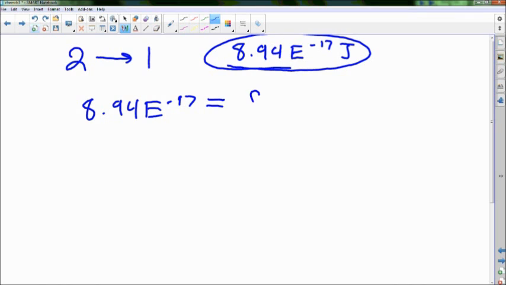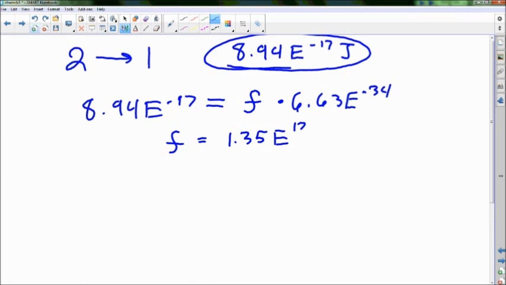And that we know is equal to the frequency multiplied by Planck's constant. So you can just use h on your calculator, but I'm going to put it in here: 6.63 e to the negative 34. So this is a pretty simple equation to use. All we have to do is divide. So we take 8.94 e to the negative 17th divided by 6.63 e to the negative 34th. And we should get a frequency of about 1.35 e to the 17th.